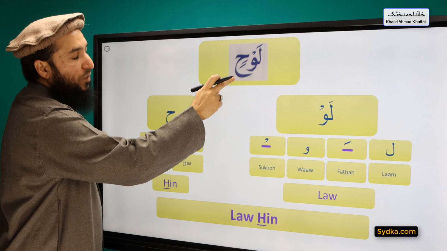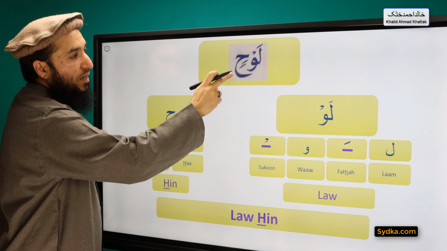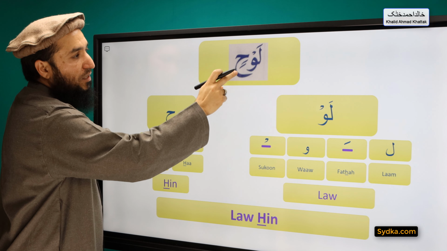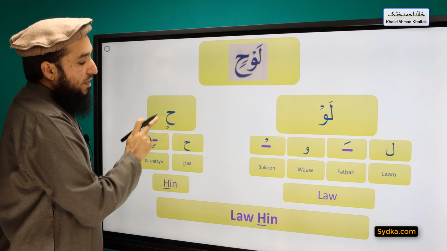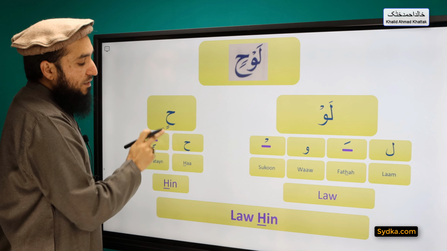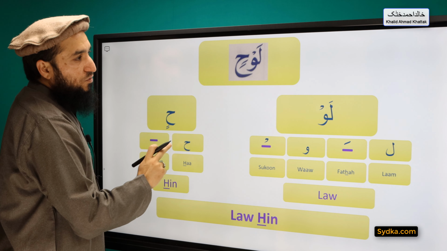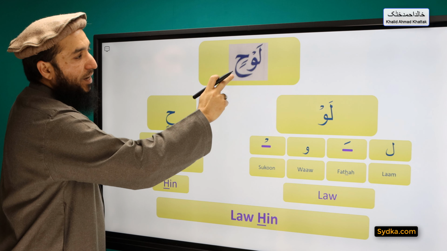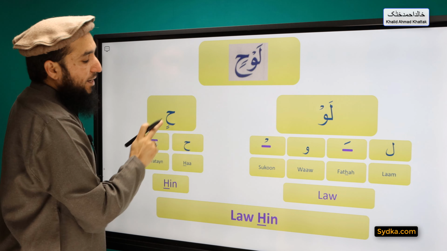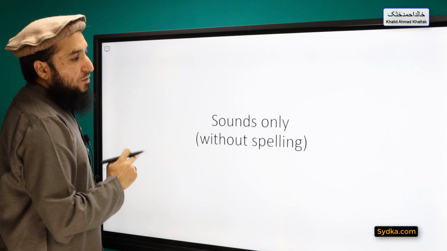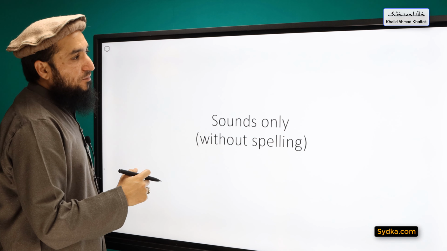The second syllable we have is ha kasratain hin. Ha is a light letter, and it has kasratain underneath. Ha kasratain hin. Combining these 2 syllables, we have lawhin lawhin lawhin. So the next few slides would be sounds only.